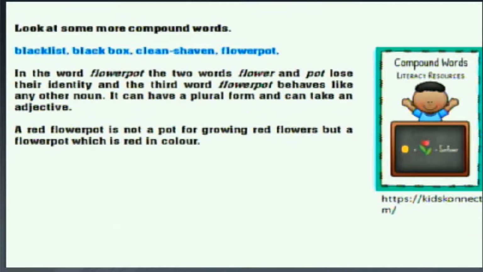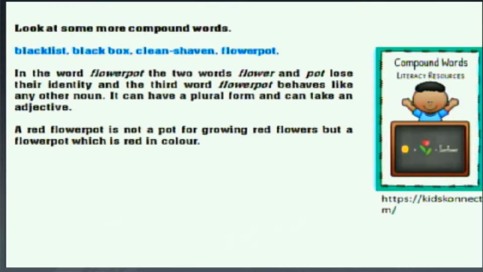Some of the words are written together, like blacklist, you see no gap, and flower pot, there is no gap. Both the words are written together. In black box you see a gap, there is a space. In clean-shaven you see a hyphen. So these are the compound words.